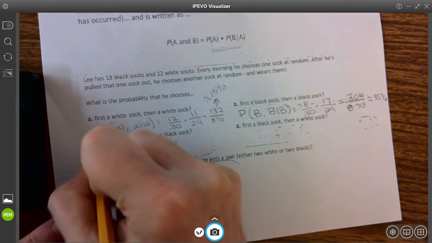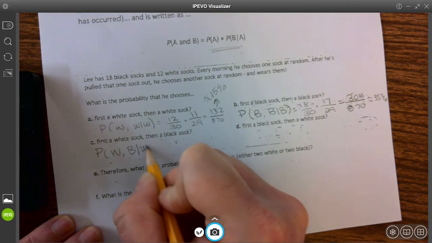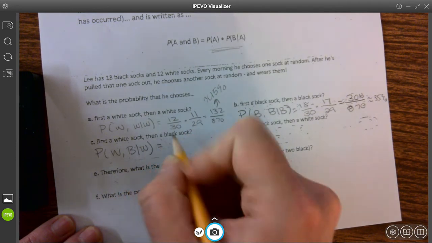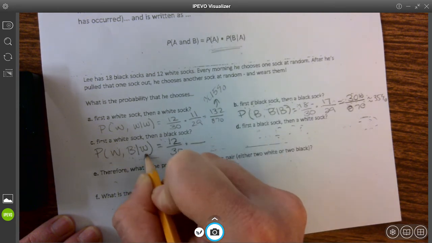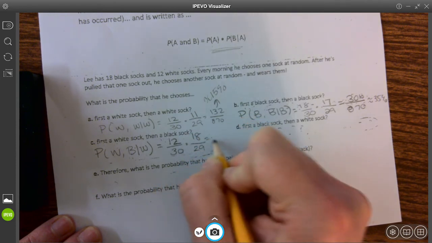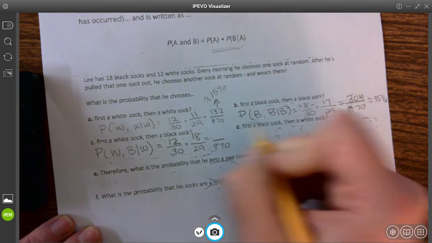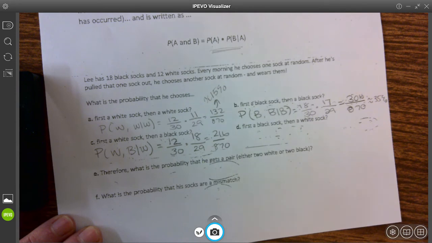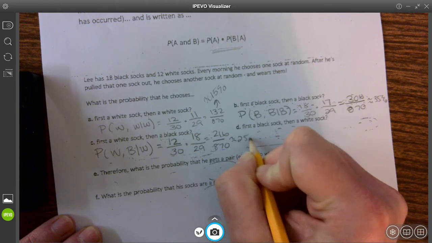Okay. What's the probability you got a white sock and then a black sock? Well, since the white sock affected the black sock, it's written like this. So the probability you got a white sock was 12 out of 30. What's the probability you have a black sock, given that you just got a white? That means there's one less sock in the drawer, but there is 18 black. So that's 870. 12 times 18 is 216 divided by 870. That is about 25%.